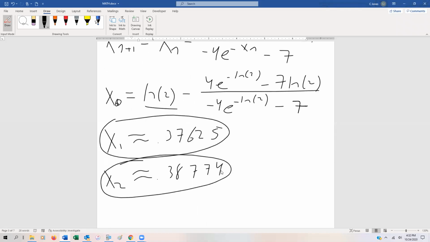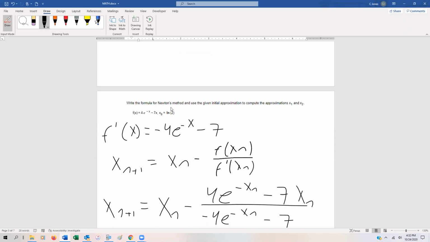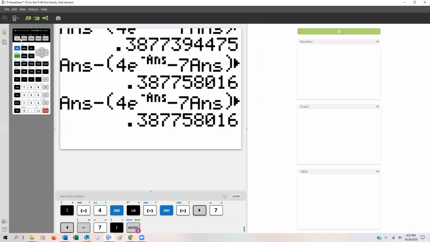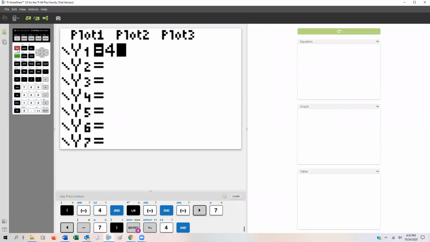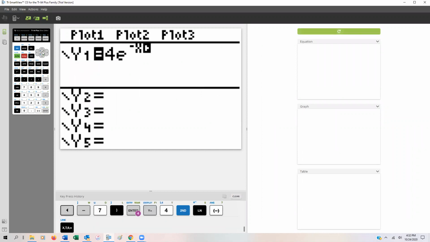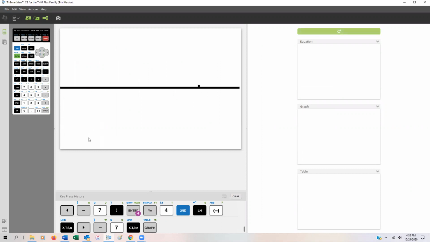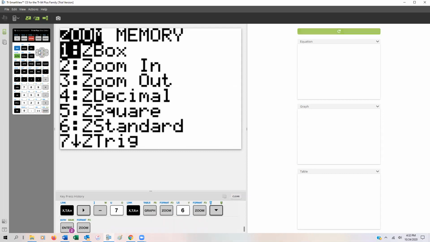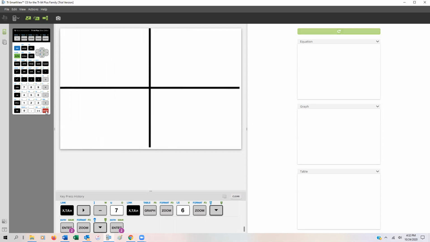Well, couldn't we graph it and look at the zero of the function? All right, so let's graph it, and let's see if the intercept is anywhere close to 0.38776. All right, so I'm going to go into y equals. Remember, our function was 4e to the minus x minus 7x. Okay, now I'm going to graph this function. I'm going to zoom standard. All right, and let's zoom in just a little bit. So I'm going to zoom in a couple times, actually. I'm going to zoom in again, and move over just a little bit here.